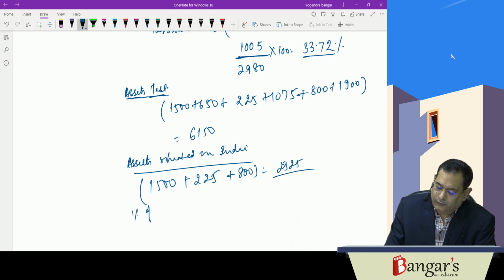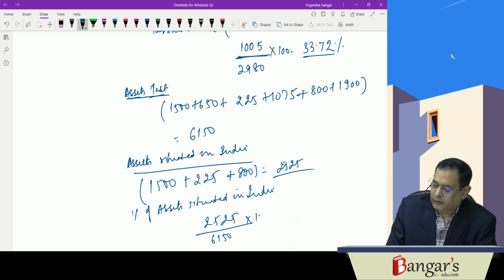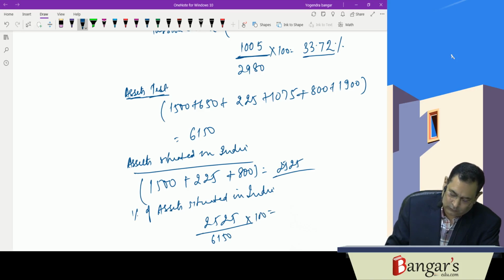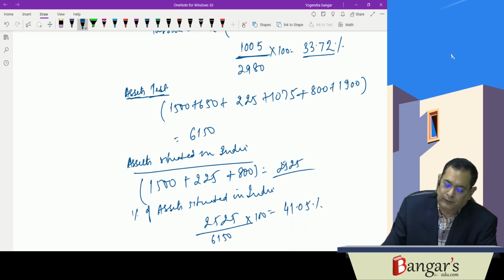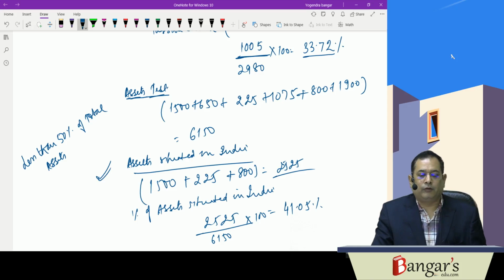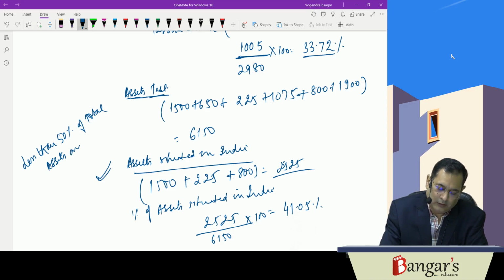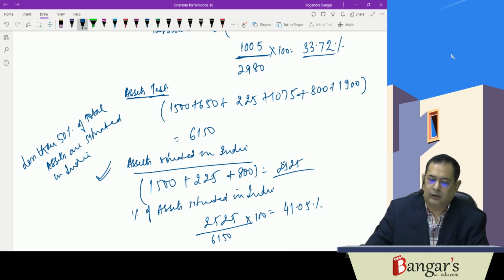So the percentage of assets situated in India is 2525 divided by 6150 into 100. That is 41.05%. The second test is also satisfied: less than 50% of the total assets are situated in India.